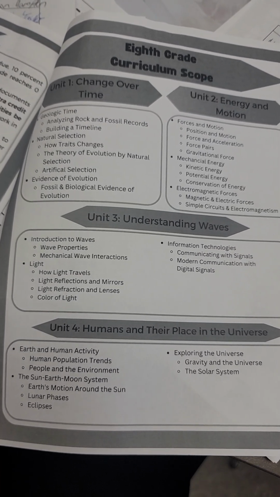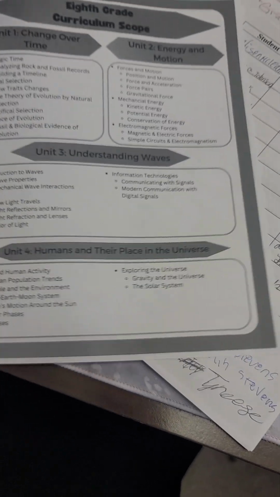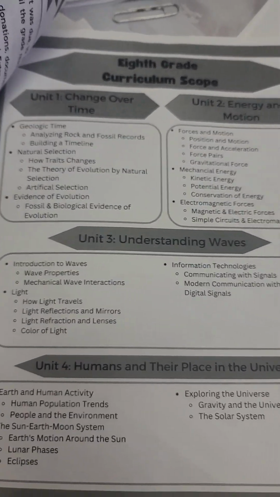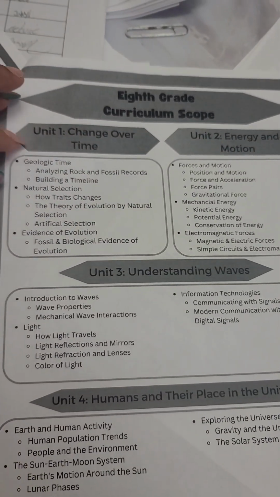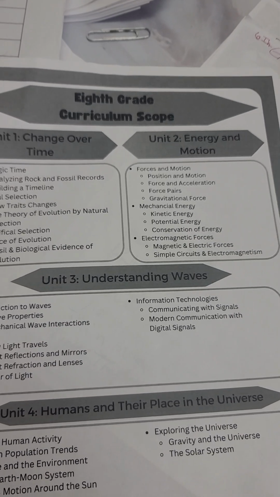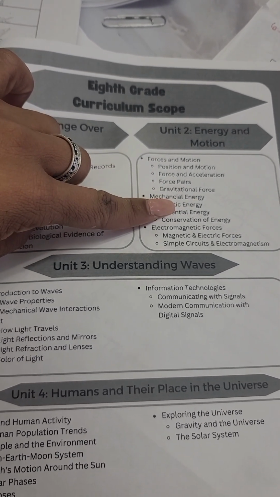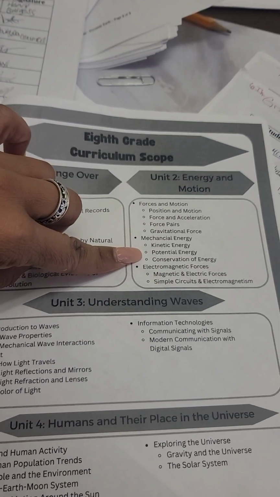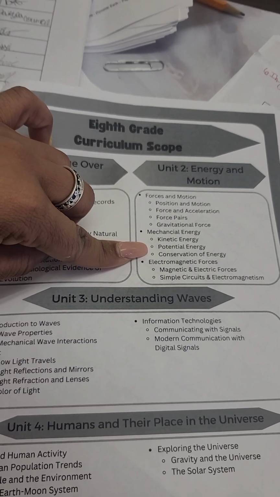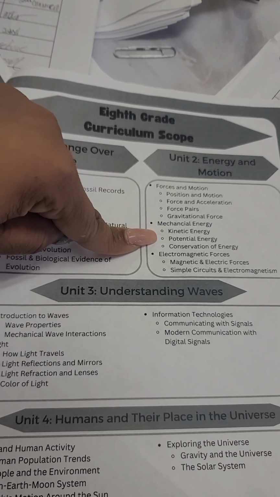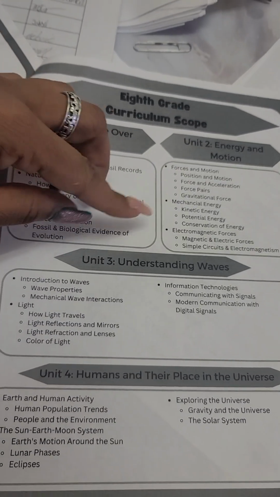So this is our 8th grade curriculum. Once again, it's Earth and Space Science. So we have a little bit of Earth, changes over time, energy and motion, which is normally the module that causes a lot of frustration among our 8th graders. It's a lot of calculations that go on. So this unit takes us a little bit longer.